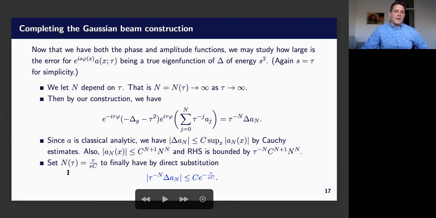Now if you make N depend on tau, so that N of tau is tau divided by e, the Neper constant, and then C, which you see here, you see very easily that this right-hand side is bounded by a constant C times e to the power minus tau divided by e times C, where this is a positive constant. So this gives the exponential decay of the Gaussian beams.